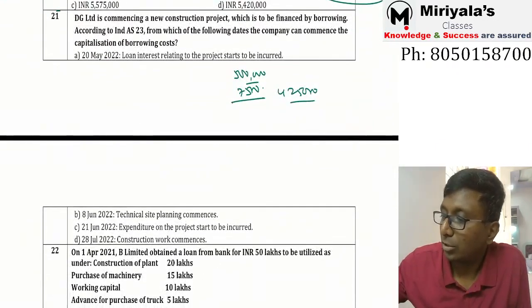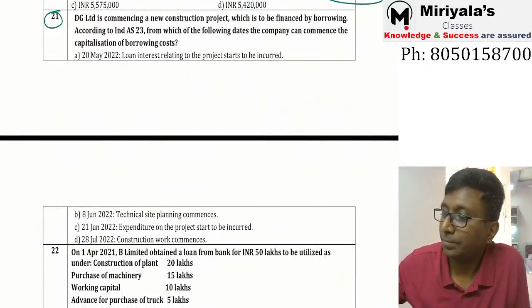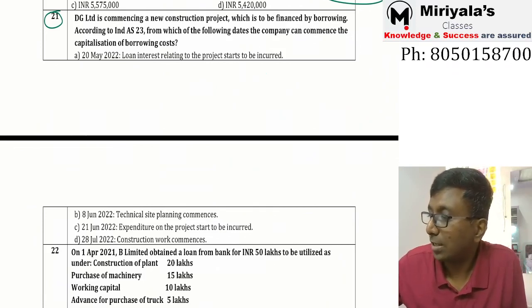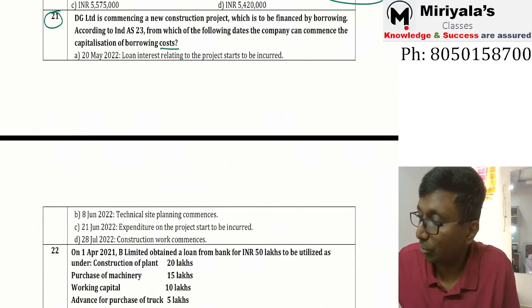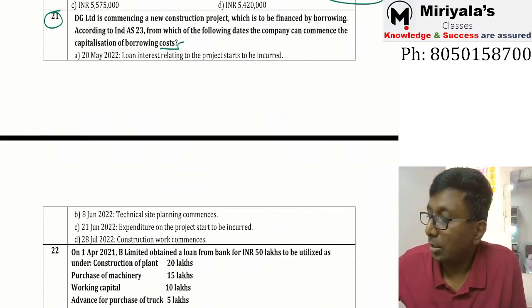Exactly. So next, 21 is DG Limited. Just go through the question. DG Limited is commencing a new construction project, which is to be financed by borrowing. According to Ind AS 23, from which of the following dates can the company commence the capitalization of borrowing cost? Which one? From which date can it start?